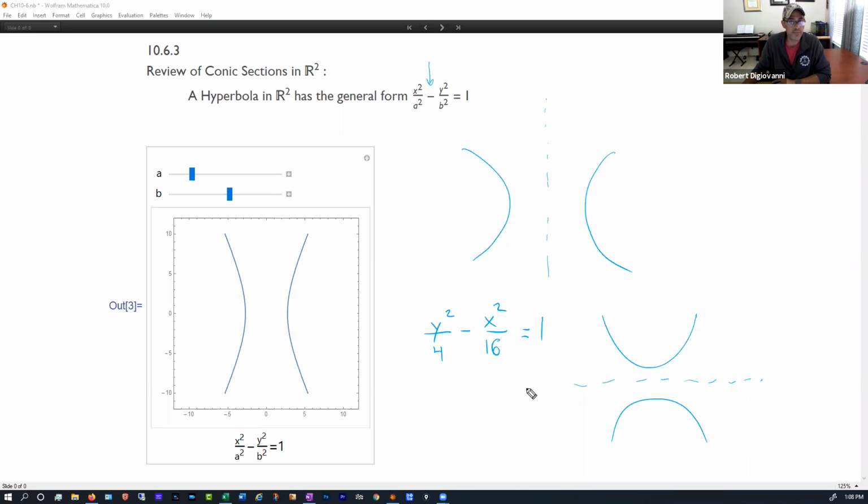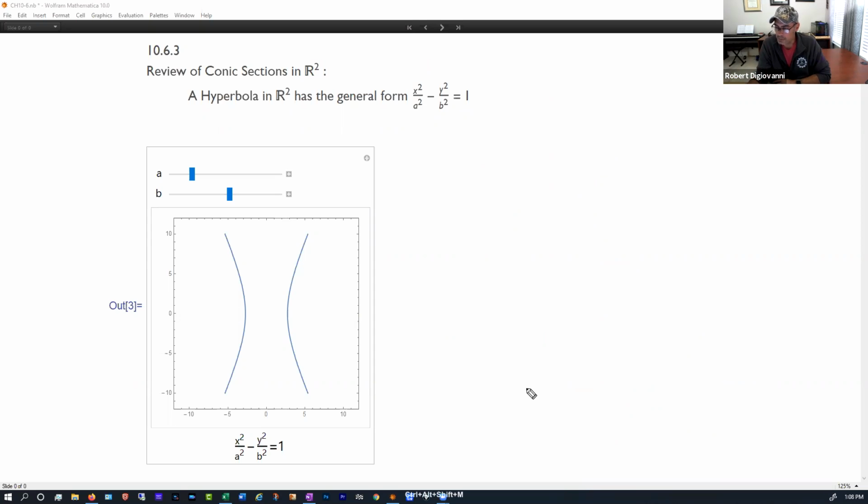Make sense? I realize a lot of you have seen this. It's just usually you see this in pre-cal, right? So it's been a while since you looked at these things called conic sections. That's what these are. So let's go. All right.